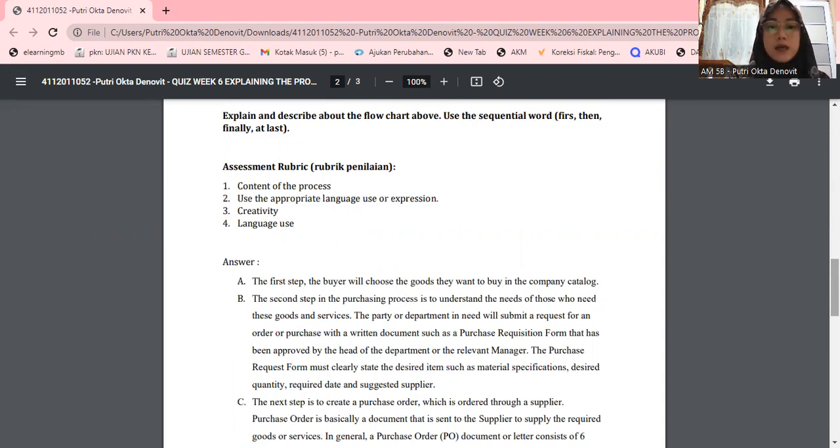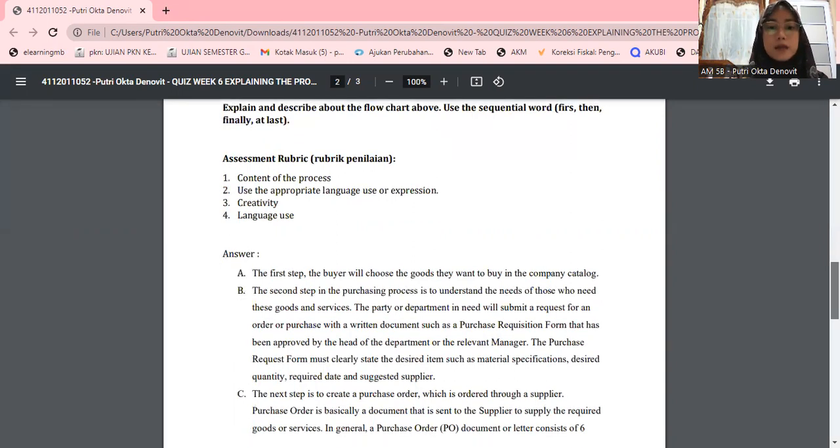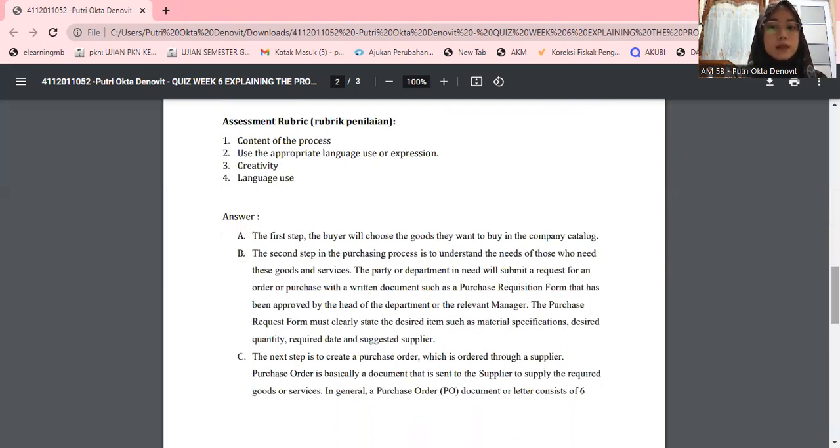The second step in the purchasing process is to understand the needs of those who need the goods and service. The department in need will submit a request for an order or purchase with a written document, such as a purchase requisition form that has been approved by the head of the department or the relevant manager. The purchase request form must clearly state the desired items, such as material specification, desired quantity, required date and suggested supplier.